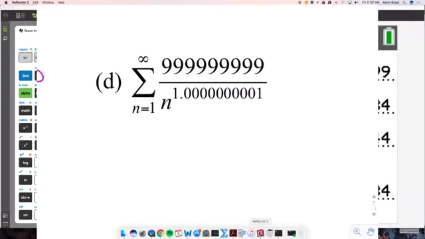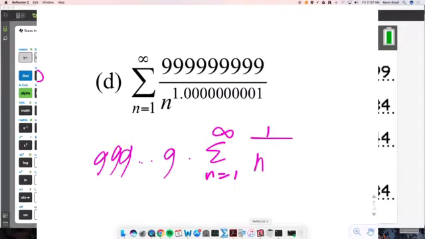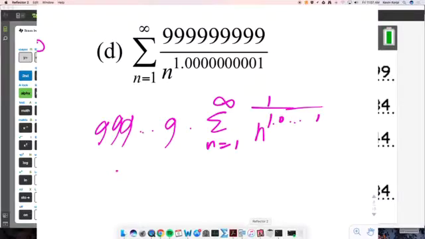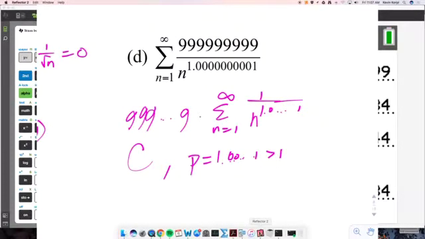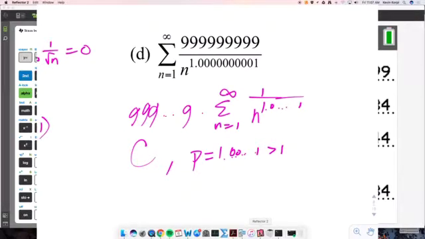All right, how about this guy? Whoa, impressive numerator. Impressive numerator. If you have constants, you can pull them out front. And now it's 1 over n to the 1.1. And you say it's what? It's convergent, right? It's convergent P series. Because P is equal to 1.0001, which is greater than 1. So it converges. Does it converge to 1 over P minus 1?